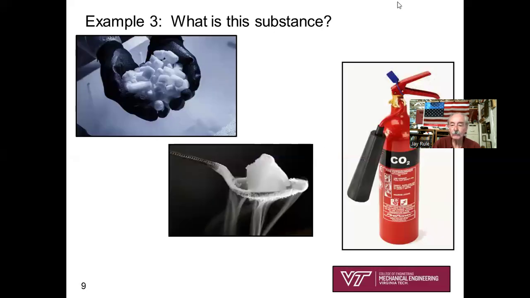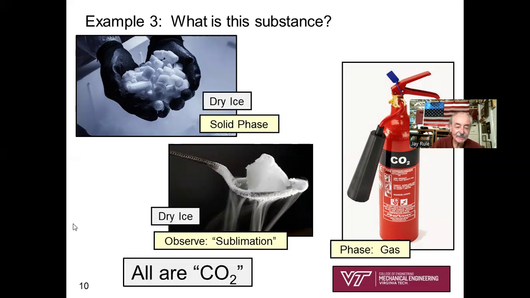Okay, the third, what is this substance depicted in these images here? Well, the right-hand image is sort of a giveaway, isn't it? And the left, well, that's dry ice. It's the same substance as what's in this fire extinguisher. The gas phase of CO2 helps us put out fires, particularly electrical fires, where we can't douse an electrical fire with water. CO2 is a very good firefighting tool for electrical fires.